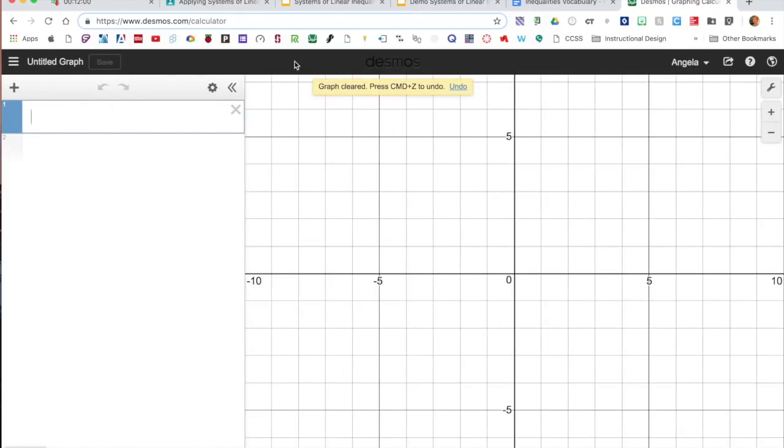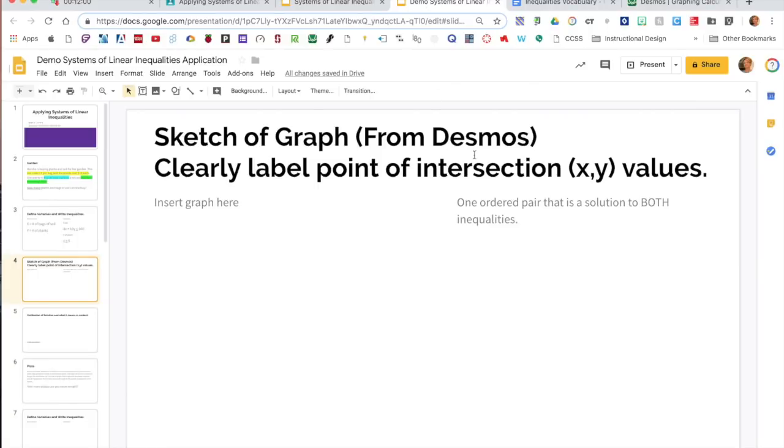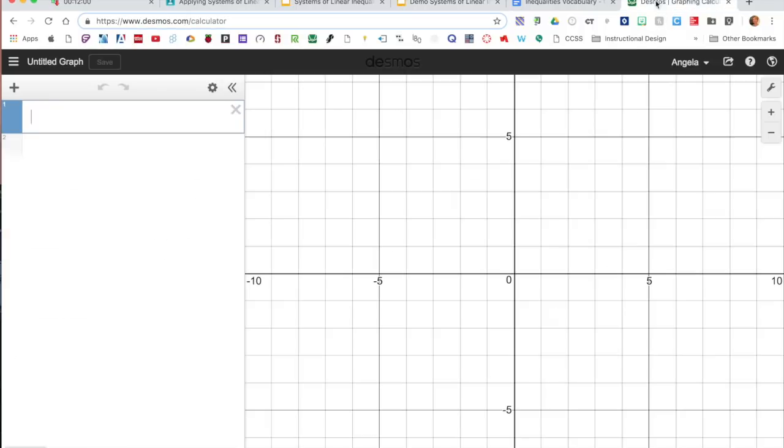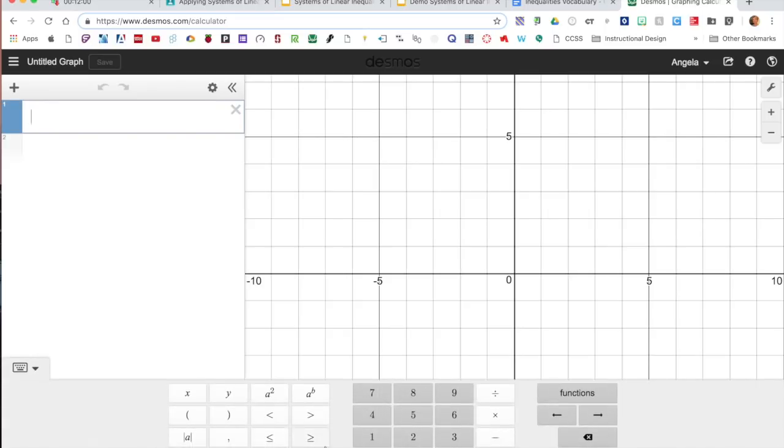I'm going to type in my two inequalities. So my inequalities are 4x plus 10y is less than or equal to 100, and y is greater than or equal to 5. I'm going to type in those separately. You can't just copy and paste it because the underline function or format doesn't seem to copy, it doesn't understand it. So I'm going to use my keyboard here. I can type it in.